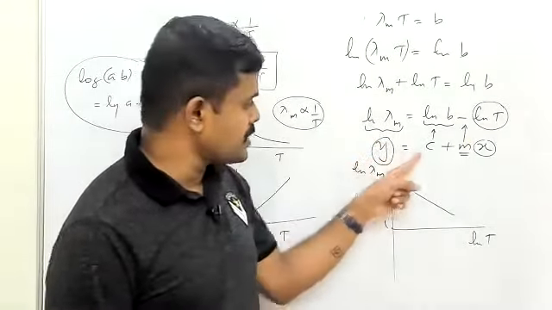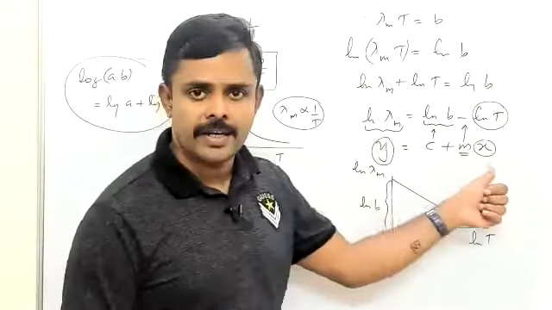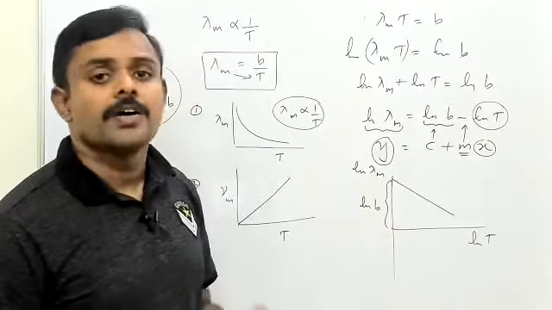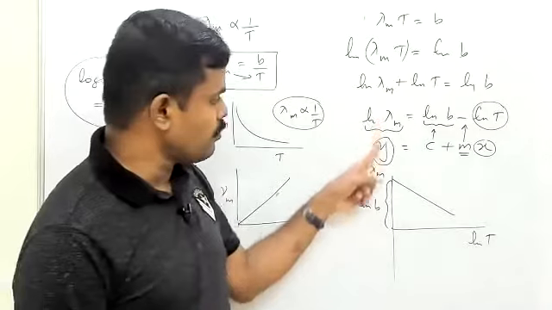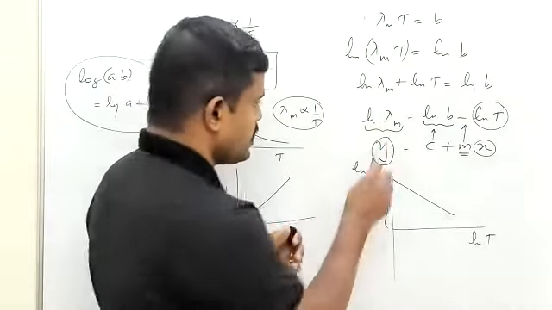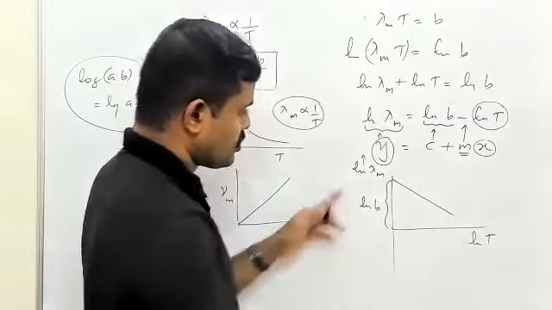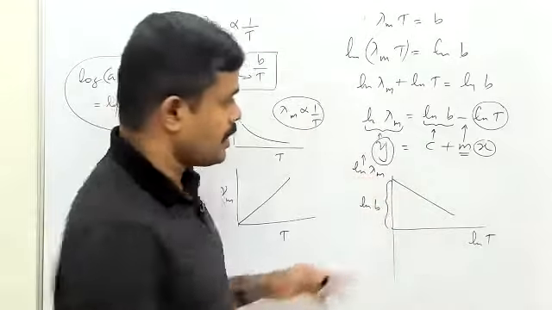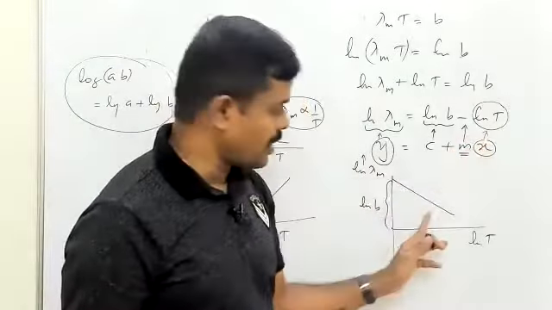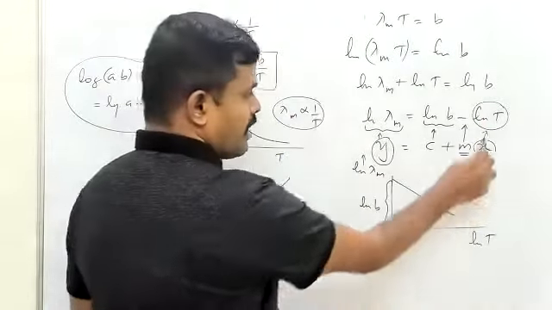This looks like y is equal to c plus mx. It is in the form of a straight line. You have seen this many times, at least 100 times. In place of y, we have log lambda m, which means on the y-axis, you should write ln lambda m. And on the x-axis, in place of x, we have ln t. So ln t should be taken on x-axis.